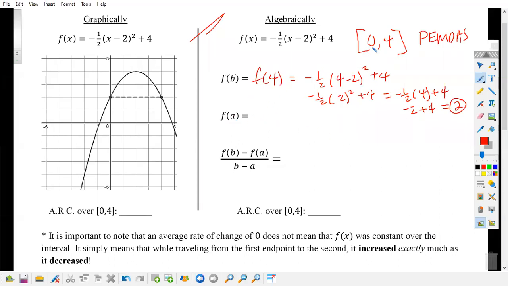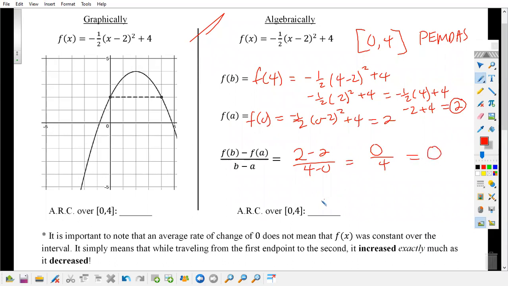Where did I start? 0. F of 0 equals -1/2 times (0 minus 2) squared plus 4. And again, we're going through PEMDAS. And this is going to end up being 2 also. F of b, we got 2. F of a, we got 2. b minus a is... Does it matter what's in the denominator? No, because as long as my numerator is 0, my result is going to be 0.